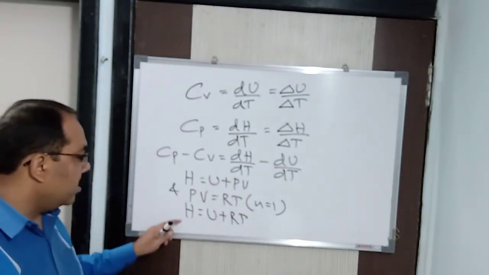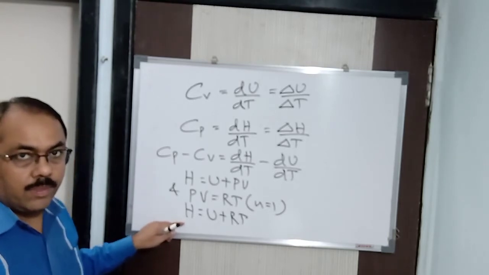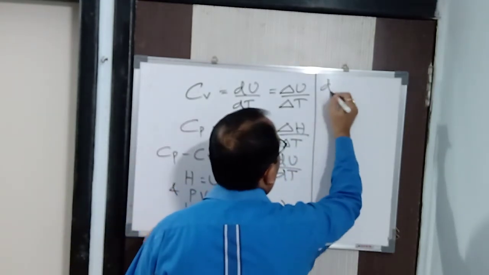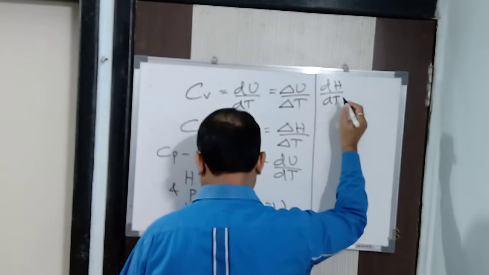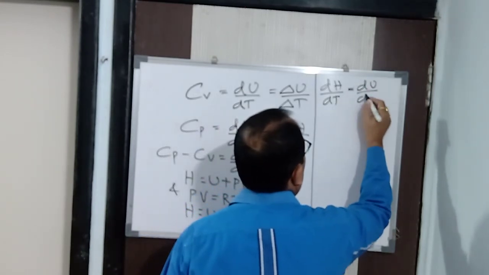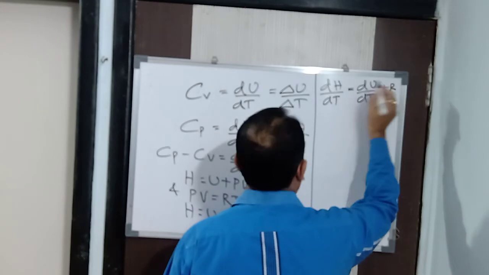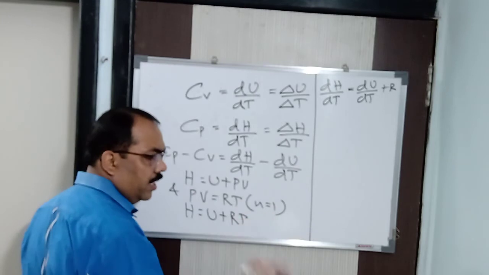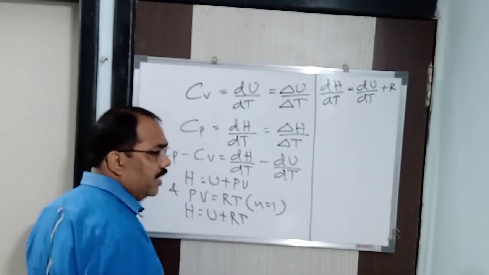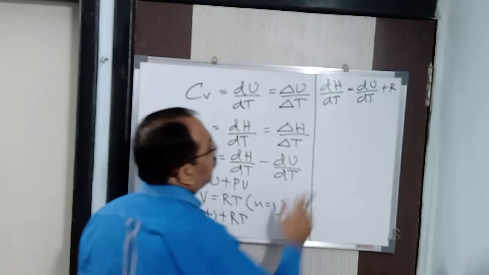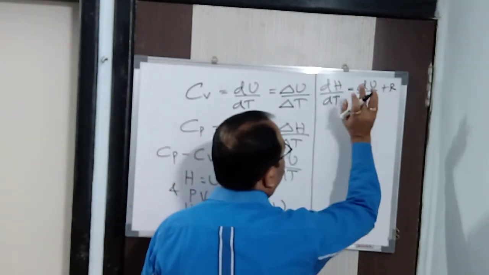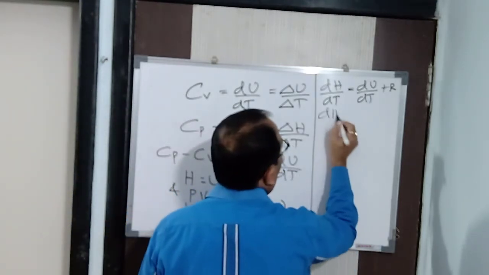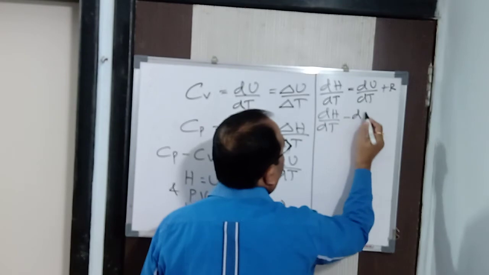Now I will differentiate it with respect to T. When I differentiate it, I get dH by dT, this will be dU by dT, and this will be R, because the other term is RT. The derivative of RT is R into dT by dT, and dT by dT is 1. So dH by dT is equal to dU by dT plus R. I hope you understood, I am differentiating with respect to T. Now next is dH by dT minus dU by dT.